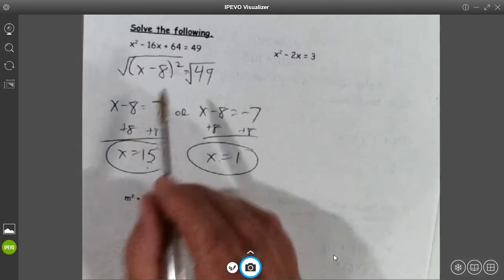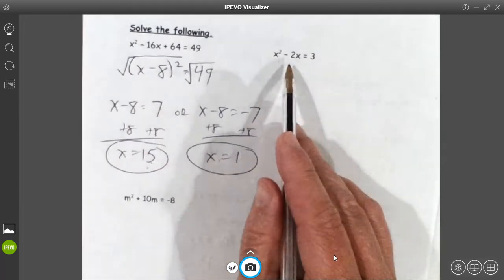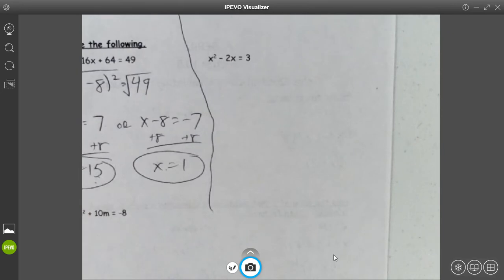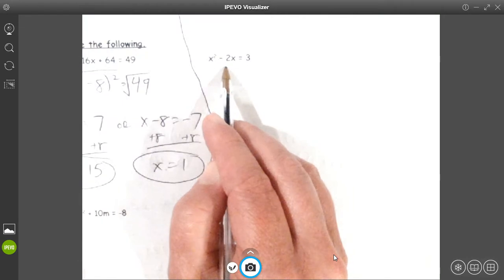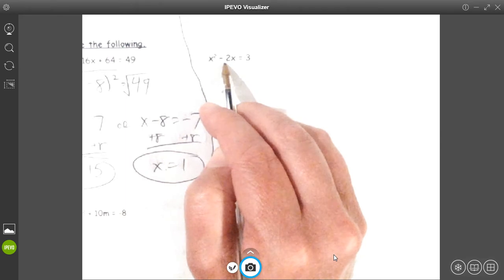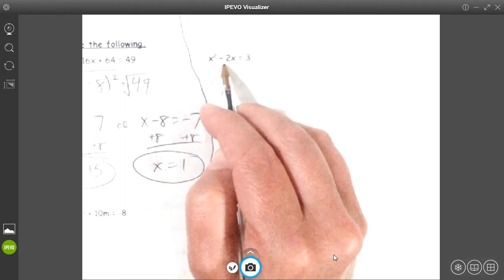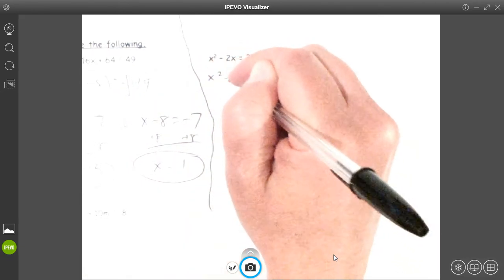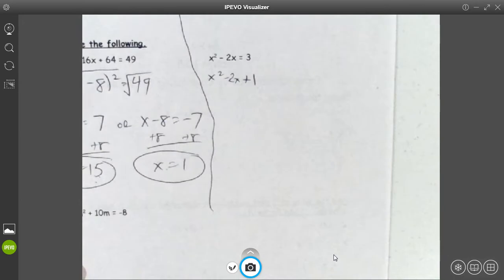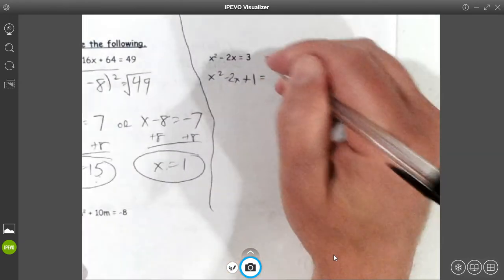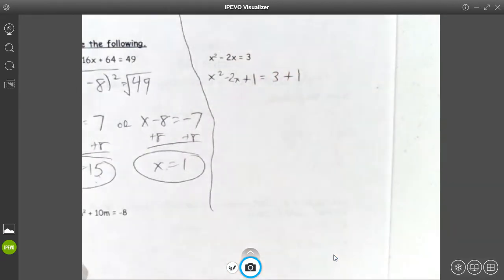So this one was already a perfect square. What if it's not? Let me get my little division line down here. So this isn't a perfect square. Well, we just saw on the front, we can make this a perfect square. If I take half of negative 2, which is negative 1, and square it, negative 1 squared is 1. So for x squared minus 2x, I can add 1 to that side, and I now know this is a perfect square. And that's okay as long as I add 1 to that side.